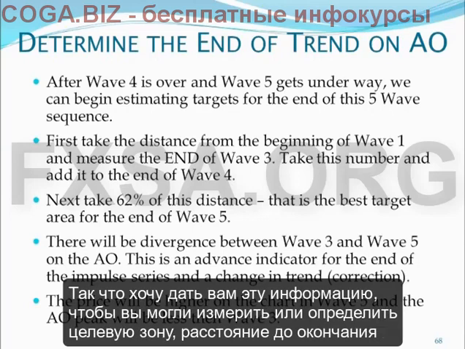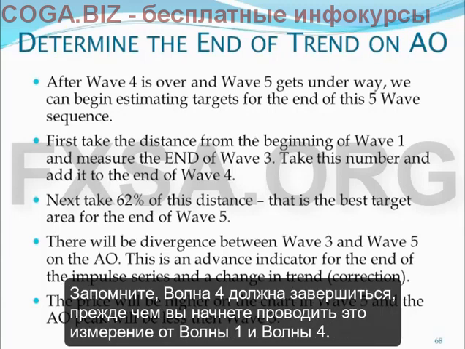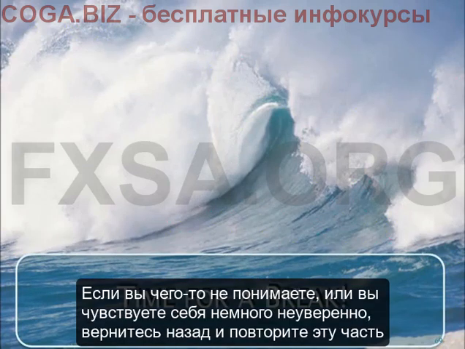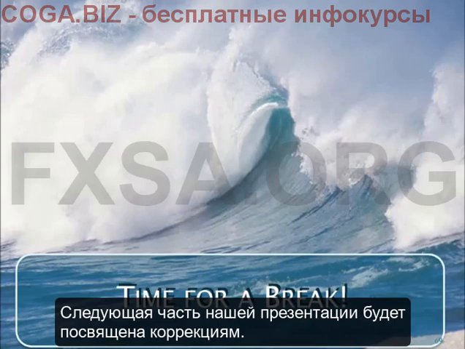So I wanted to give you this information to be able to measure or get a target zone for the end of wave 5. Wave 4 must be complete before you can take this measurement from wave 1 and wave 4. Time for a break. We have completed the basics of waves 1 through 5. If you do not understand anything or you feel a little shaky, go back and review this part of the presentation again. The next part of the presentation is going to start with corrections.